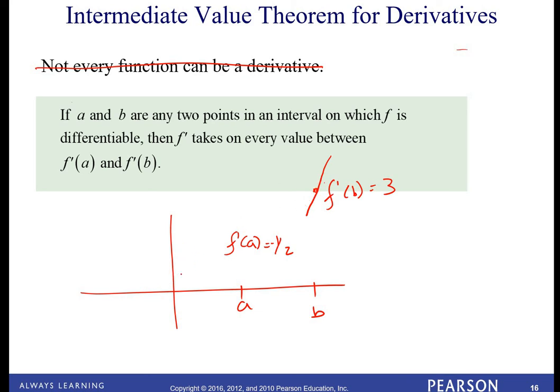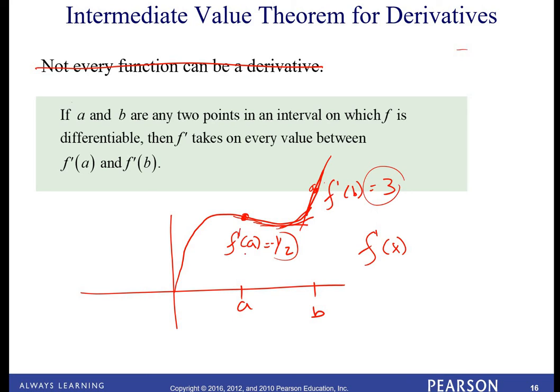Between A and B, f prime will take on every single value between negative 1/2 and 3. So if this is negative 1/2, it starts to be going down. I get a 0 here, and then I get small positive slopes until I get to a slope of 3. So every value for f prime of x between negative 1/2 and 3 is going to be found between A and B, and that's the intermediate value theorem.